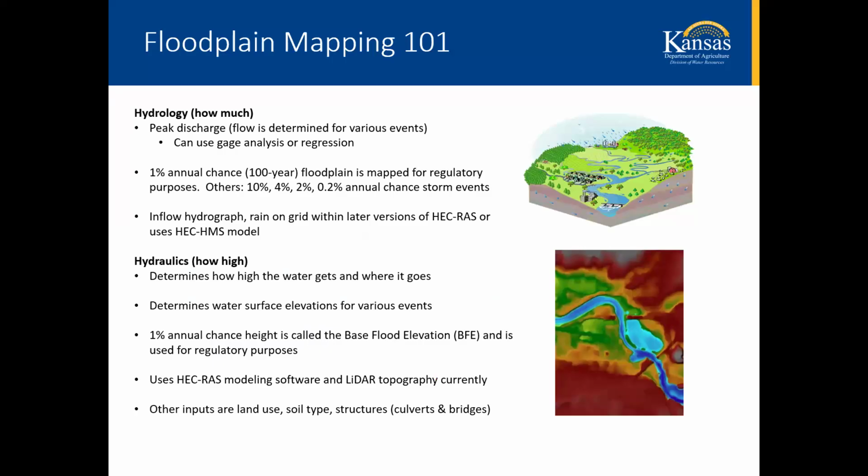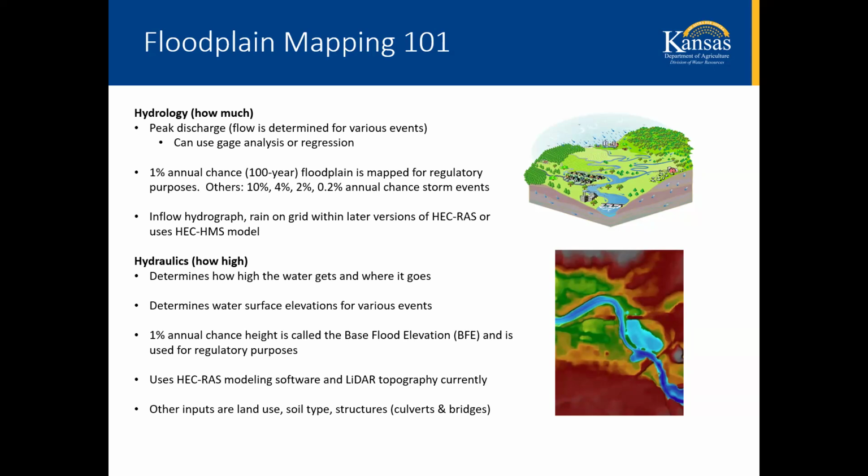And so again, hydrology, how much? So the peak discharge is determined for various flood events, so the different levels of flood events. So we can use a gauge analysis or a regression to study that. And so we map the 100-year floodplain or the 1% annual chance flood for the regulatory purposes. And so that is the national standard, and it's a compromise to let people develop these areas, but also to make sure that things are reasonably safe from flooding, and that's where the regulations apply.